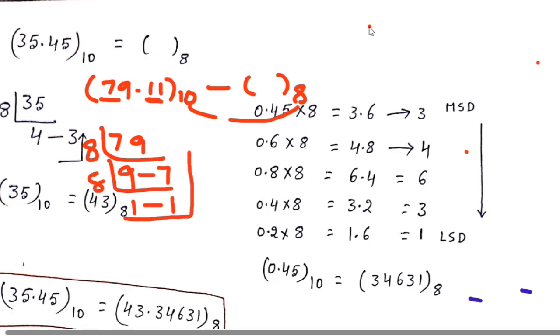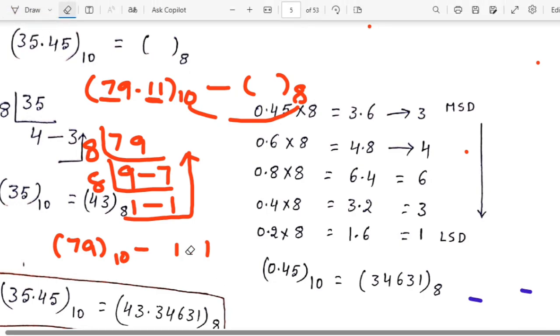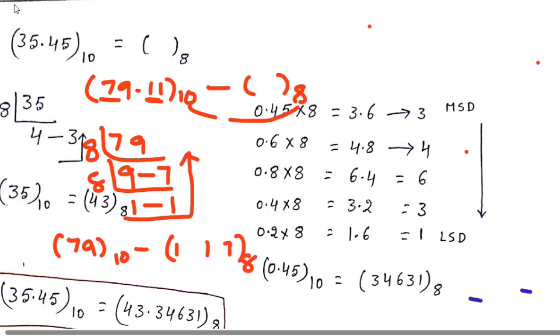So what is the answer? Bottom to top. 79 is the decimal number, so what is the answer? 171, sorry, 117. We got 117 as the octal number. Bottom to top, 117.